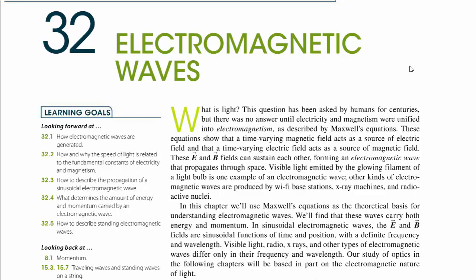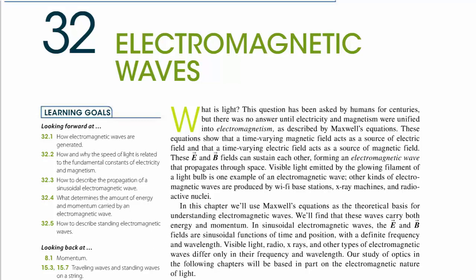Hey gang, just wanted to make a quick video to help you read the material for chapter 32. So this is kind of a half reading guide. I want to walk through some of the things in sections 32.1, 2, and 3, which are all we're going to cover from chapter 32. So 32.4 and 32.5 are now optional.